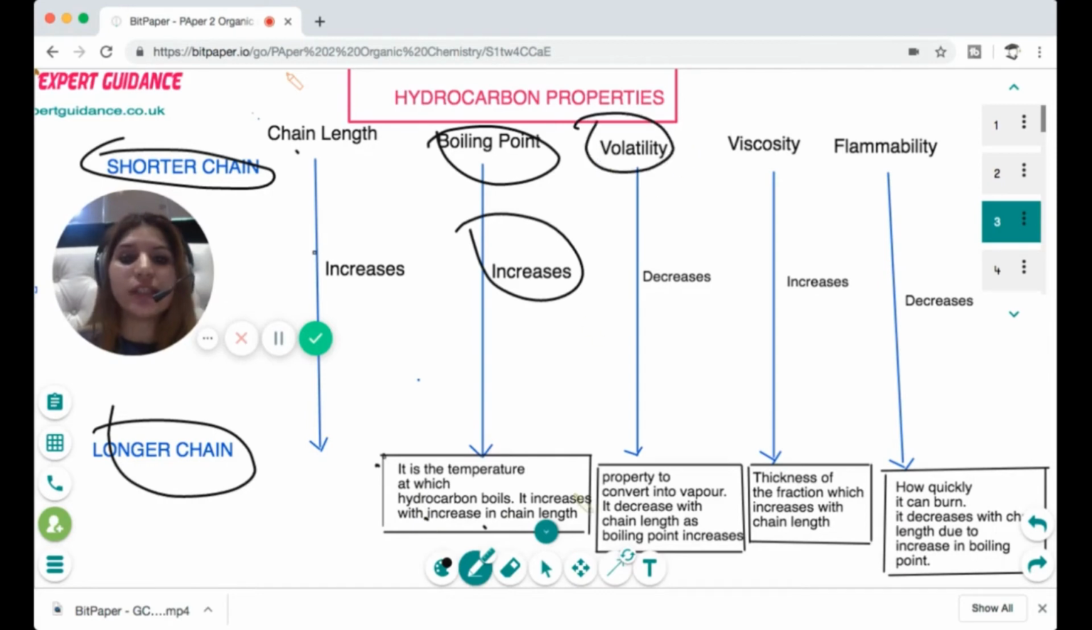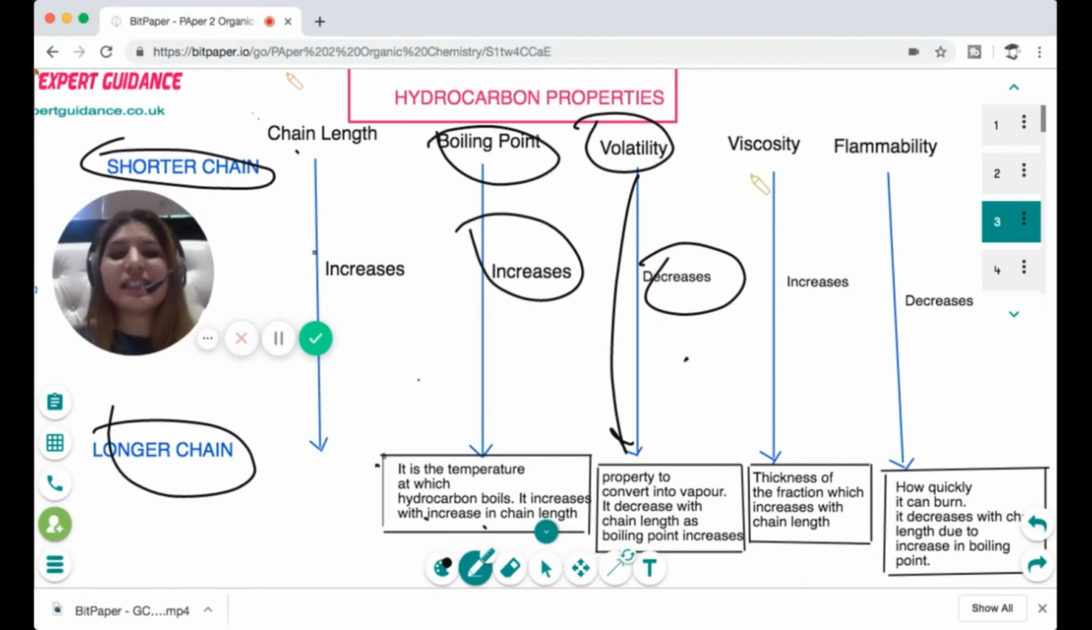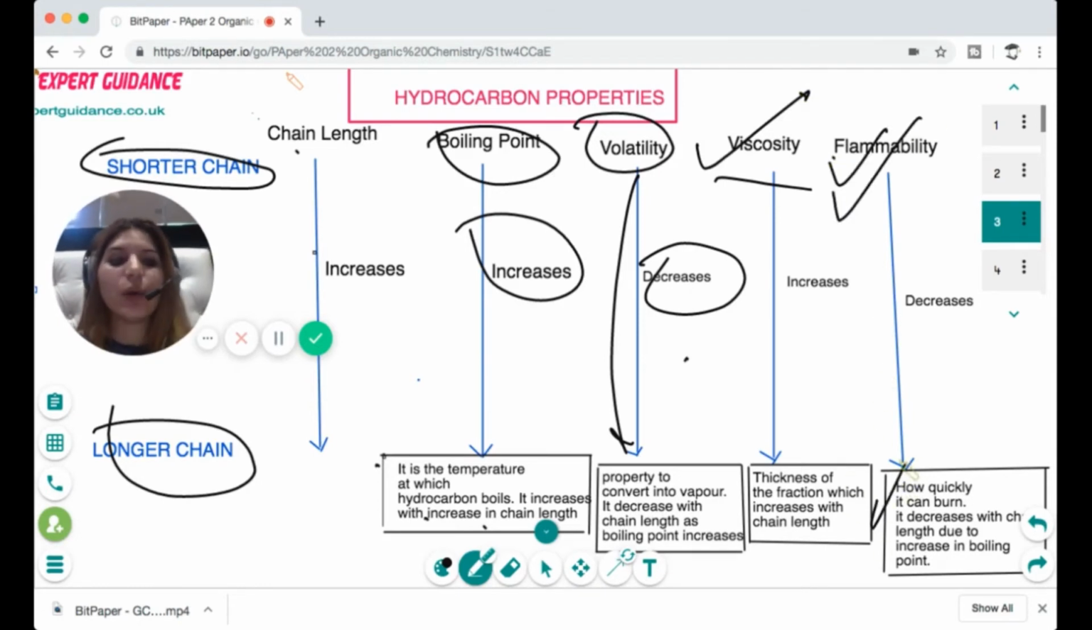Next is volatility. Volatility is a property of how quickly a substance can convert into a vapor. And naturally, lower the boiling point, more volatile the substance would be. So with increase in chain length, the volatility decreases. Next is viscosity. Viscosity is the thickness of the fraction, and naturally greater the chain, greater is the thickness, so the viscosity increases as the chain length increases. And the last property is flammability, or the property of ignition, which is how quickly something burns, and it decreases with increase in chain length, because the longer the chain length, the more difficult it is to burn that molecule or hydrocarbon.